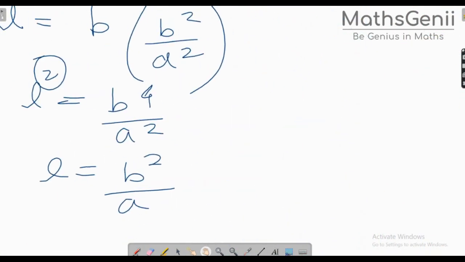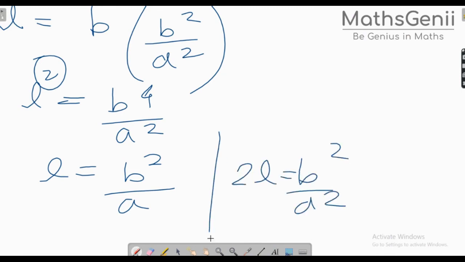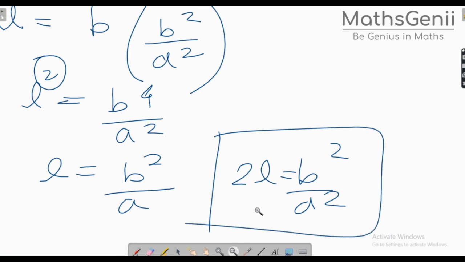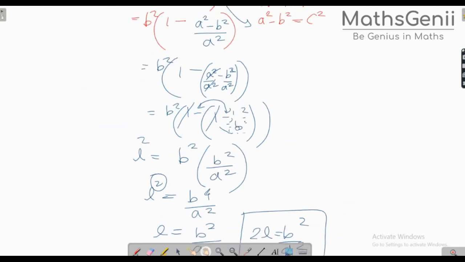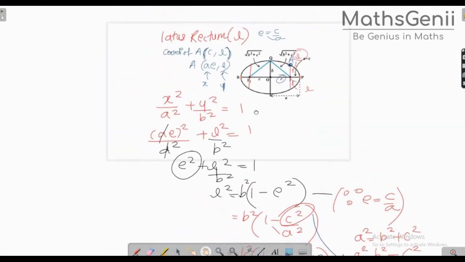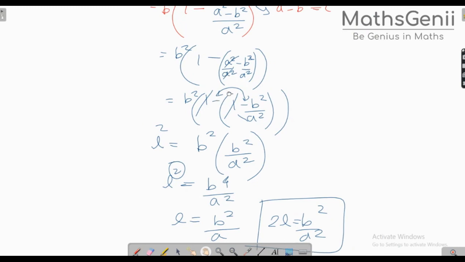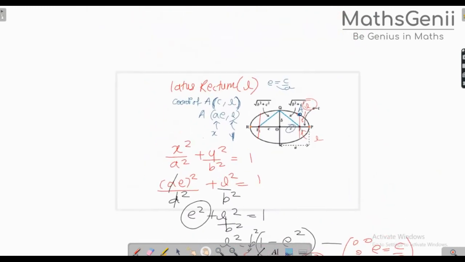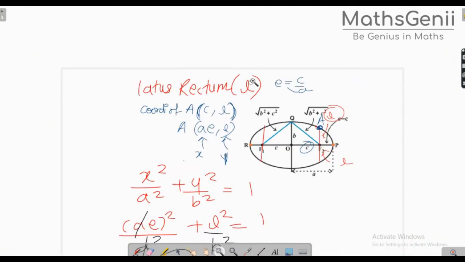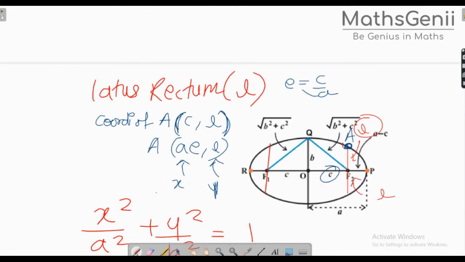So your latus rectum becomes 2L is equal to 2b square upon a. So this is the formula of your latus rectum. If you don't want to go through such a big derivation, okay, now my derivation looks even bigger because I have solved each and every minute step. But in a question, you don't have to derive, right? You can always remember the formula for questions. So the formula for latus rectum is 2L is equal to 2b square upon a.